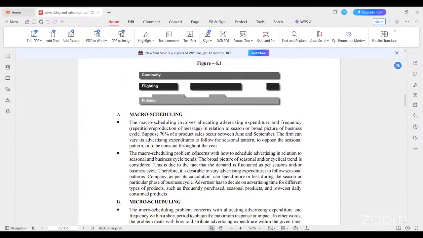Then macro scheduling. Macro scheduling involves allocating advertising expenditure and frequency in relation to season or the broad picture of business. This cycle is supposed to affect product sales. So firms vary in their advertising expenditures and also in seasonal patterns. So macro scheduling is how to schedule advertising in relation to seasonal and business cycle trends.